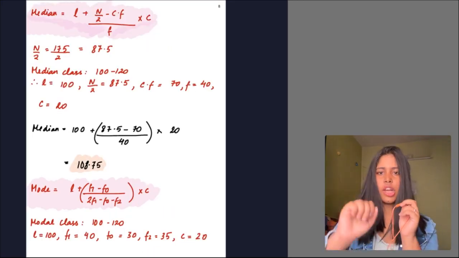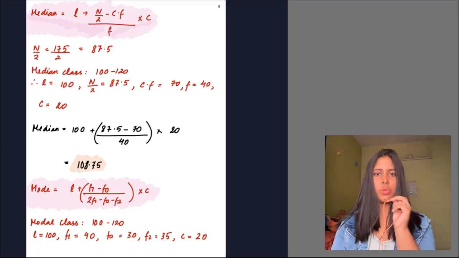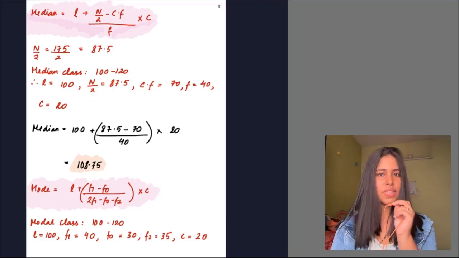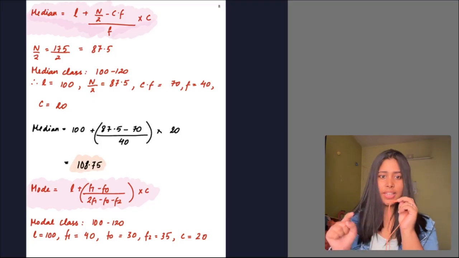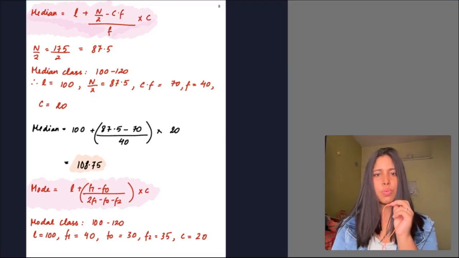All right. Now coming to the next, which is the median. The formula is L plus n by 2 minus Cf divided by F, into C. Here n by 2 is equal to 175 by 2. What is n here? N is the summation of fi, okay? Summation of all the frequencies. So 175 by 2 is equal to 87.5.